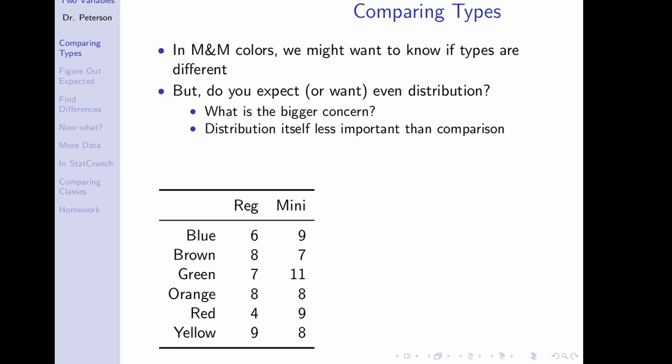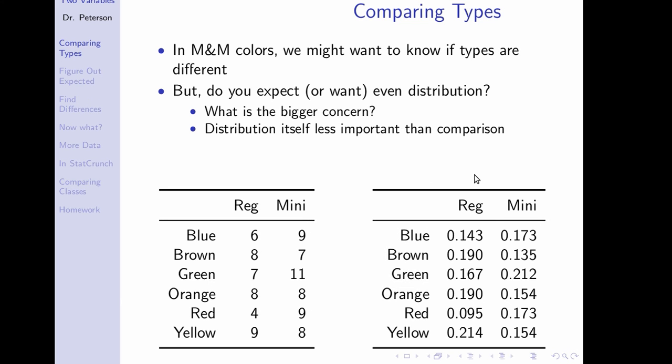So if we use this data here, we have a column with counts of regular M&Ms. So these are the M&Ms we observed when we counted out of a bag of regulars. And these are the counts when we counted out of a bag of mini M&Ms. So we can look at the proportion within each that match each color. So about 14% of regular M&Ms are blue, and about 21% of mini M&Ms are green. So you can see that these values differ a little bit between the two columns.